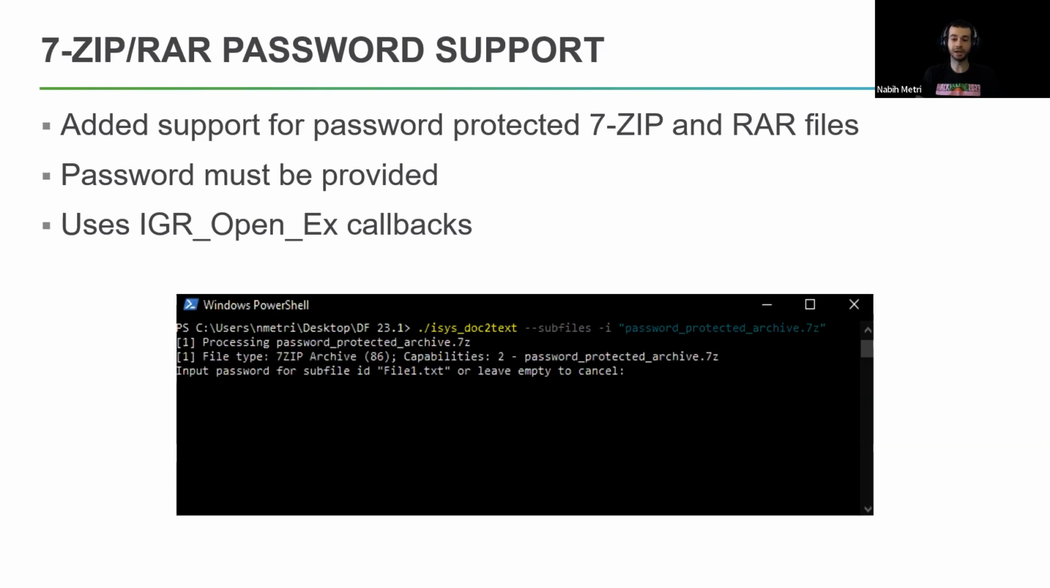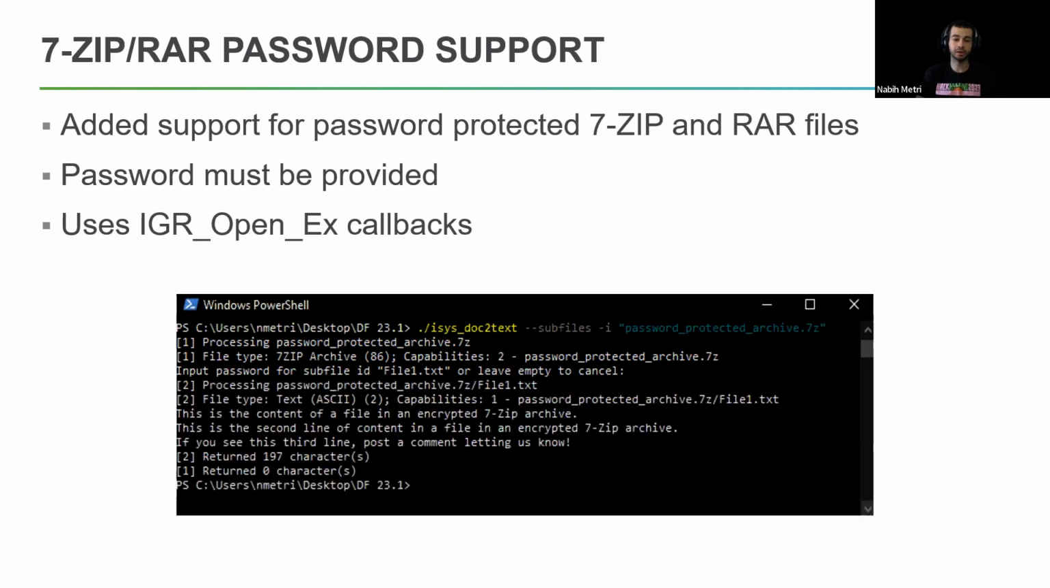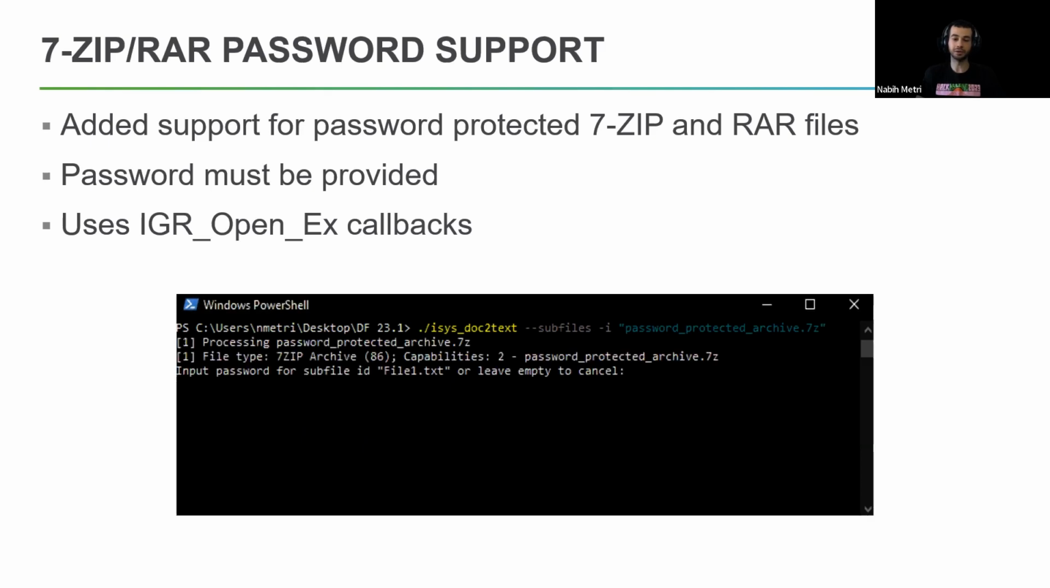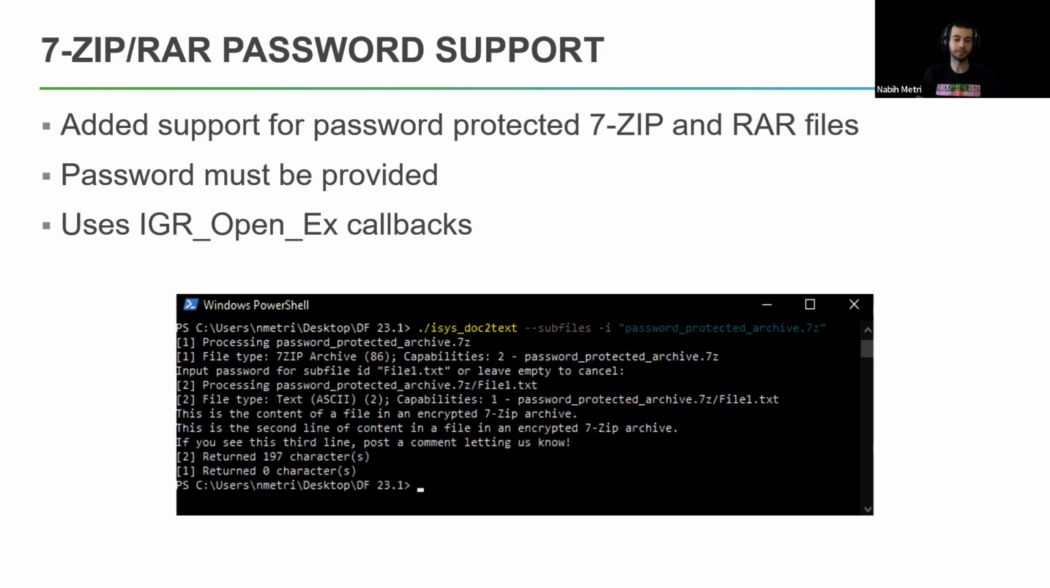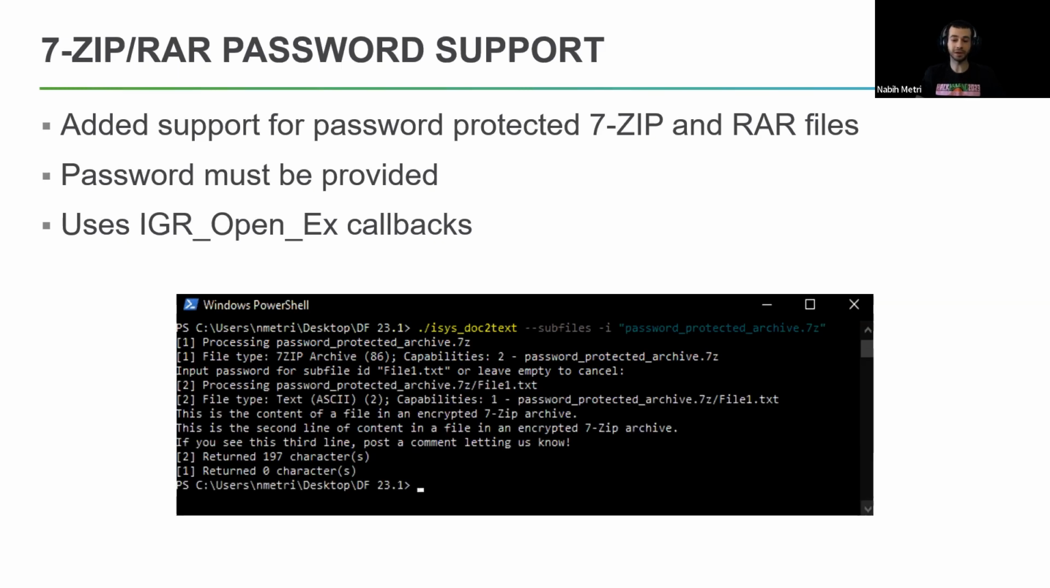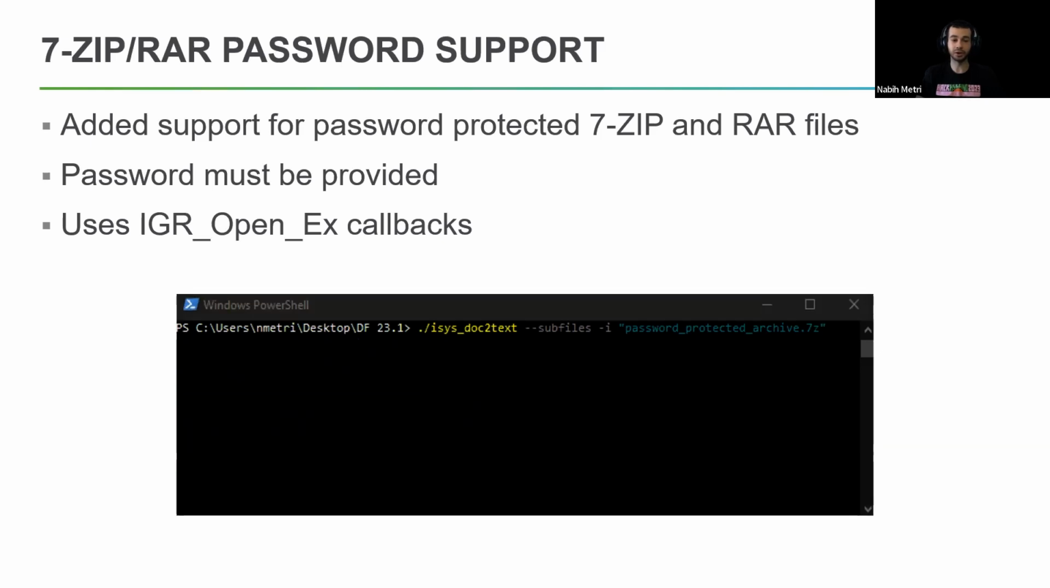So I'll walk through the example we have here. It's just using our standard doctext to open a 7-zip file while also opening the subfiles. You can see that it's prompting for a password. However, we could have easily just passed in a password without the need for prompting. And then after entering the password, the content is just printed out. Pretty straightforward.